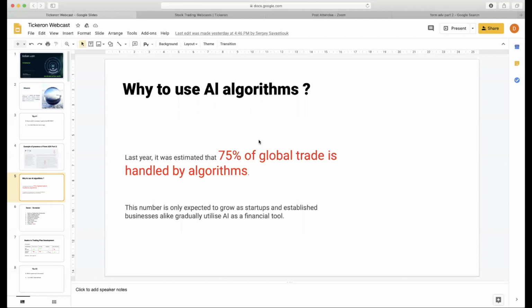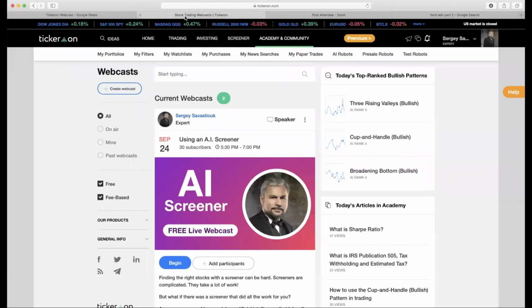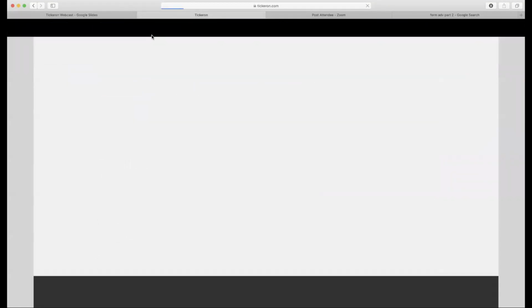And that's why the screener is so useful. And I personally use it when I trade. So let's just get to it. Let me show you what you're here for.